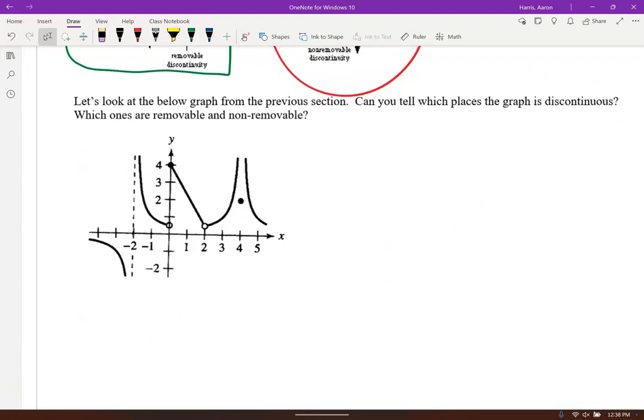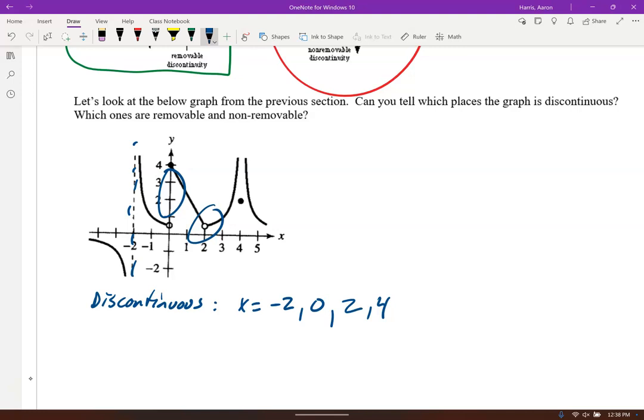Let's look at this one. Where is this thing discontinuous, first of all? And hopefully you say anywhere where you have a hole, jump, or a gap. So at -2, because I've got this vertical asymptote, that's a problem. And at 0, good. I've got the gap there at 0, see the big gap? Also at 2, I've got the hole. And finally at 4, good. That's where I'm discontinuous.